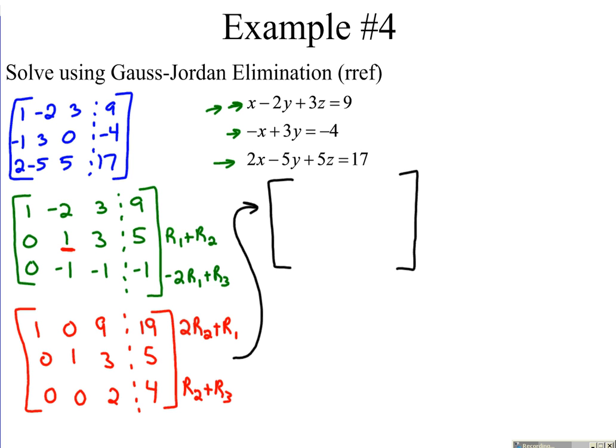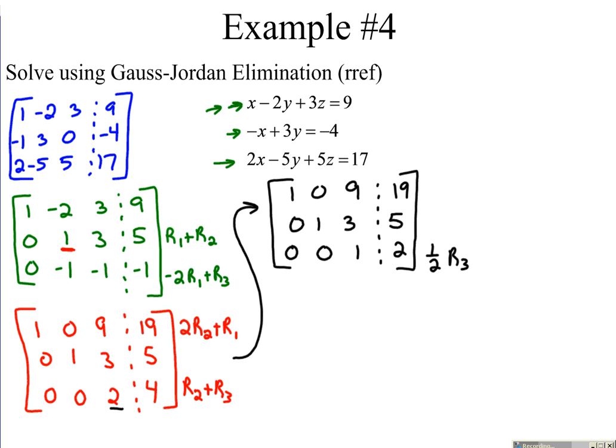Next, we need to get a 1 in row 3, column 3. To get a 1 right here, we always multiply by a reciprocal anytime that's not a 1. So I want to take 1/2 times row 3. When I do that, I get 0, 0, 1, and 2. And that's the only change I'm going to make. So my first equation, 1, 0, 9, 19 stays the same. Second one, 0, 1, 3, 5 stay the same. Now I have a 1 in row 3, column 3.